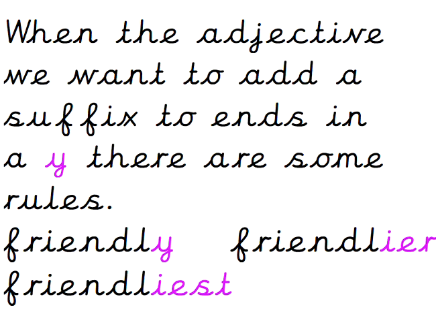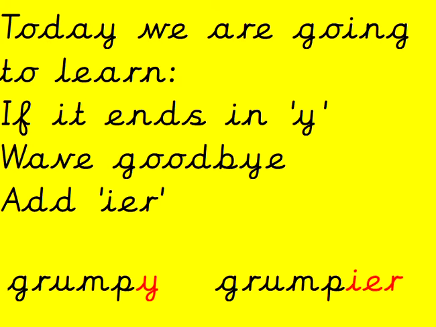When the adjective we want to add a suffix to ends in a Y, there are some rules. So if we wanted to say that you were friendlier than me, we take the adjective friendly that ends in a Y, we get rid of it and we put IER to become friendlier. Now if I wanted to tell you that you were the most friendly person in class, we would say you were the friendliest person in class, and we would take the word friendly, get rid of the Y and add IEST. Okay. Today we are going to learn, if it ends in Y, wave goodbye, add IER.